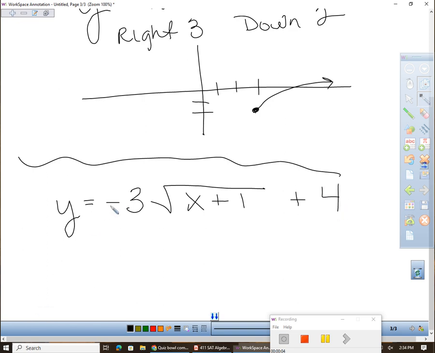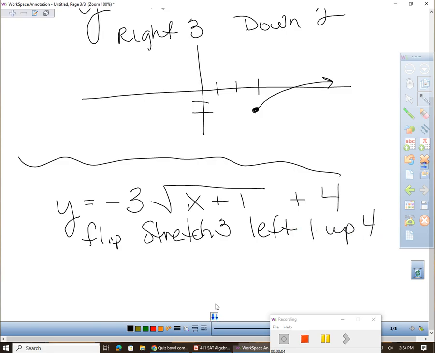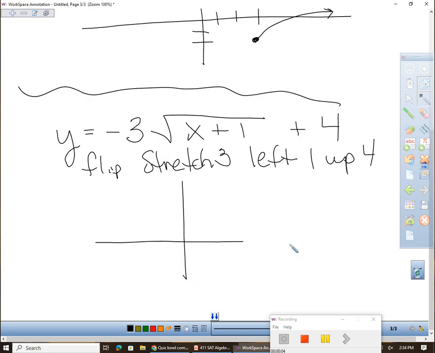All right, so we're going to start at the beginning. What's the minus do? Flip. Yep, flip. What's the 3 do? Compresses if it's a fraction. Stretch. Good. We're going to stretch 3. Okay, which direction are we going? Good. Left 1. And what else? Up 4. Perfect. Good job, you guys. So we're going to start by, let's do our left 1, up 4.